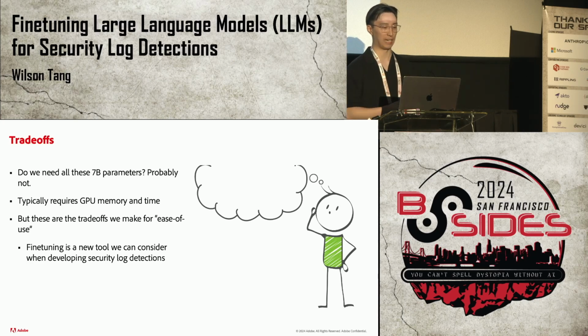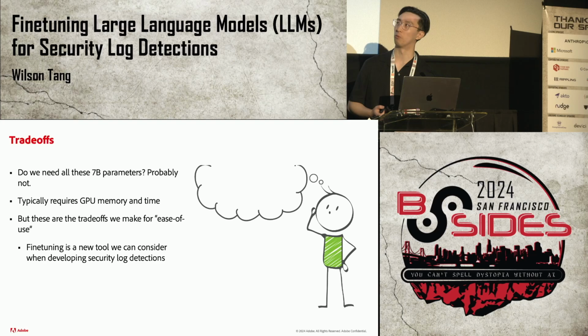But what I really want you to get out of this is that even though it's not the most perfect approach, every approach is going to have its trade-offs. Fine-tuning is just this new tool that we can consider when we're developing security log detections. So as a good machine learning engineer, maybe as a good security practitioner, we should be considering all our tools and all the different approaches we can use for developing these detections. And then we can make a good, clear final decision at the end after we evaluate it all.